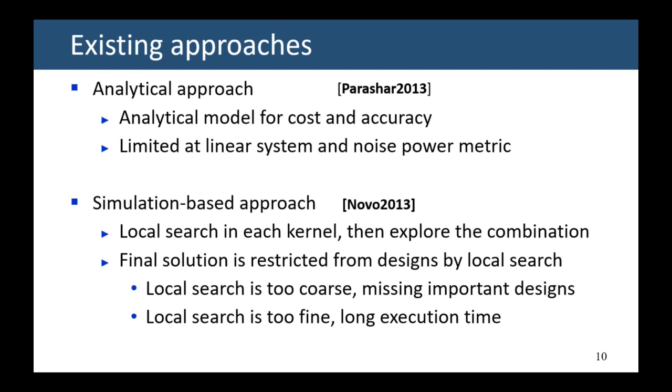Novo in 2013 used the idea of noise budgeting, but this study does not allocate the noise budgets. The main idea is that local search is first performed for each kernel to find the Pareto frontier of accuracy and cost. Then the combination of the local searches is explored to find the final solution. The main limitation of this work is the final solution is restricted to the designs found by local search for each kernel. If the local search is too coarse, it may miss important designs. If it is too fine, it can face the scalability problem, making the execution time very long.